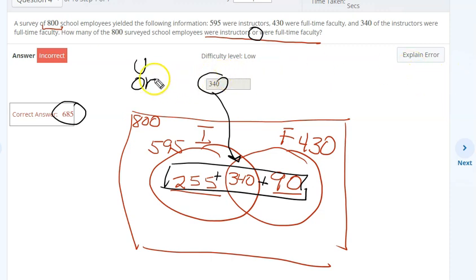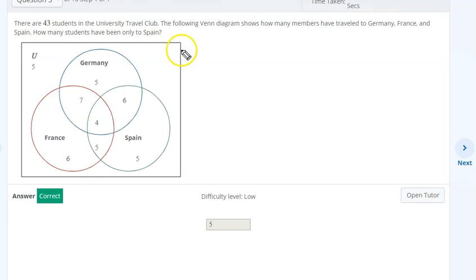Now, they could have asked how many of the school employees were not instructors or full-time professors. We would have taken the 685, subtracted it from the 800. That would have been that answer. So depending what they're asking, let's go on.